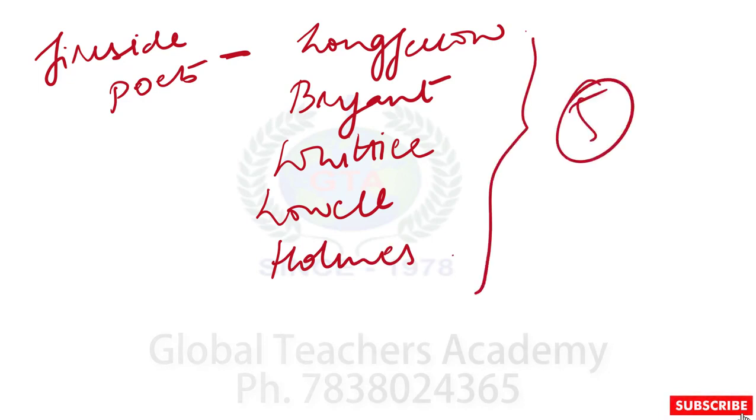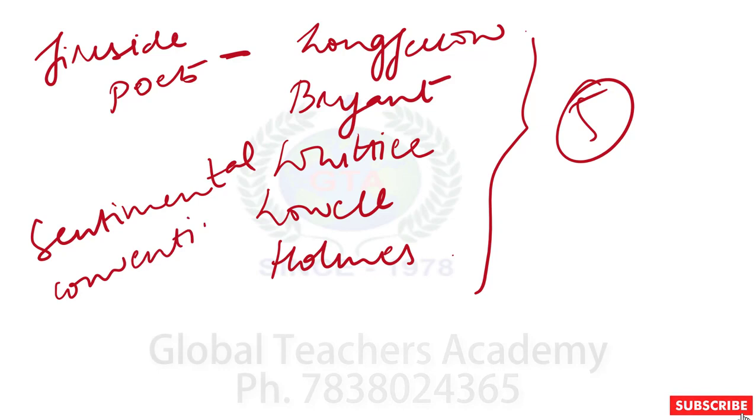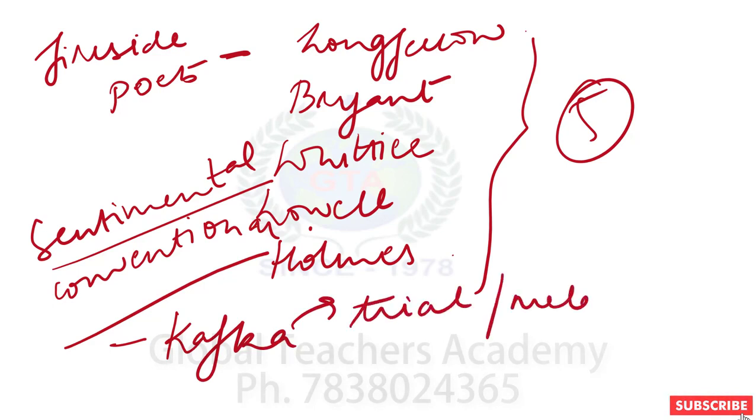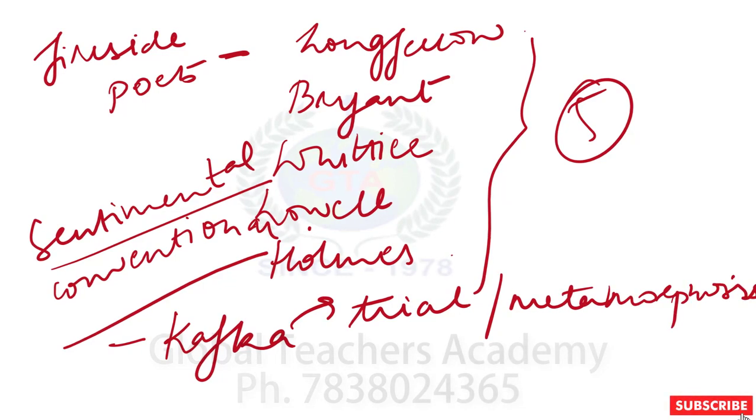So these are the 5 fireside poets who were very sentimental in their works. The writing was very sentimental. Then they were more for convention than experimentation, right? So they were conventional, and a lot of their writing was sentimental, right? Then another different thing was that Kafka was asked, but not his popular works. So there was no Trial or Metamorphosis. Instead, The Castle was asked.